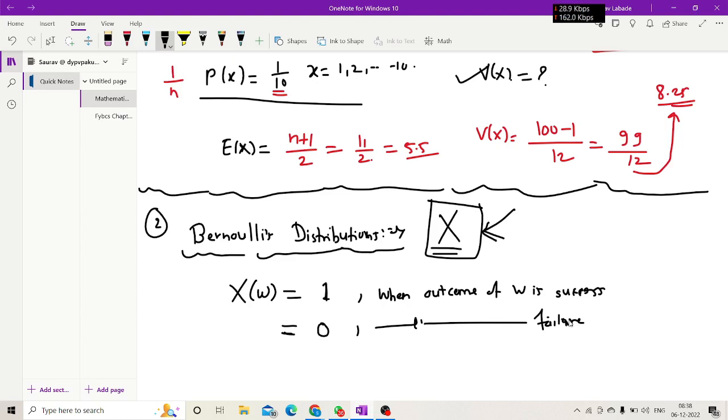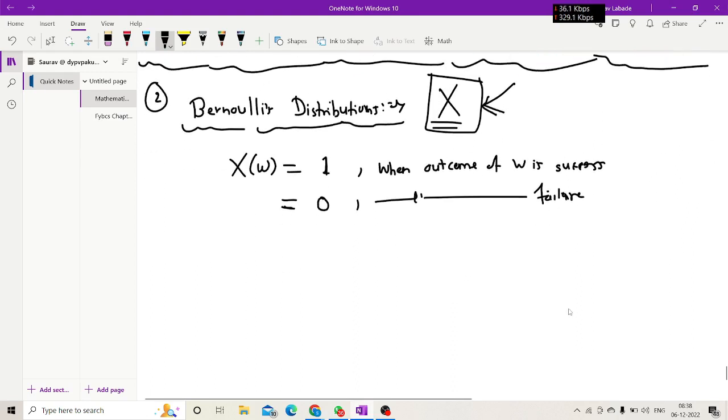Now try to understand the probability mass function. How can we generate the probability mass function from this? So one is the outcome of W when it is success, and 0 is failure. This is just about the random variable, but what about the probabilities? Here I am considering the probability of success as P and the probability of failure as Q.